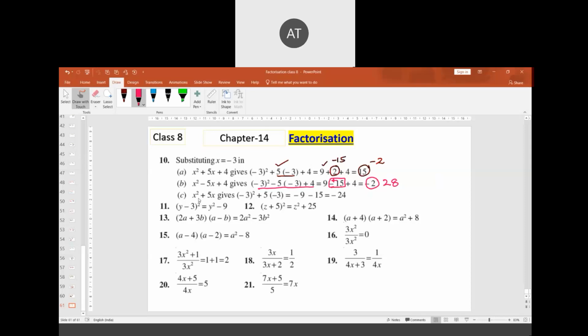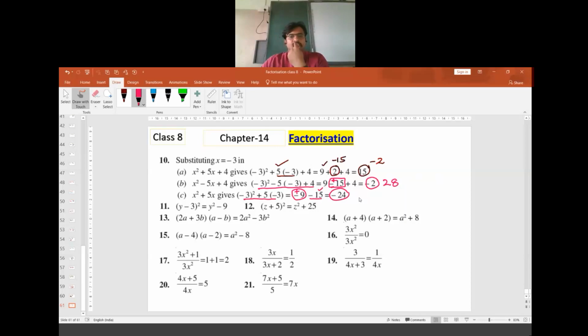In this third one, substitution is again correct. Minus 3 square, this 9 has to be positive 9 plus 9. Yes, sir. Positive 9. Minus into minus is positive. This is correct. 9 minus 15 is? What is 9 minus 15? Minus 6, sir.